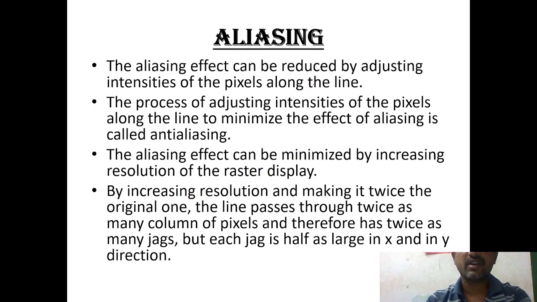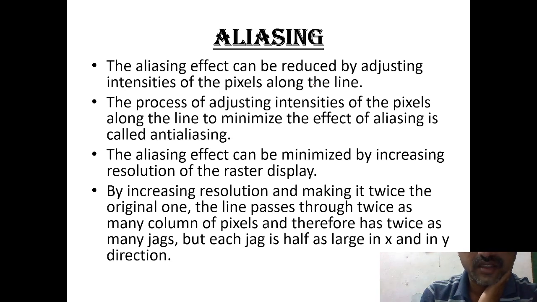Next, the aliasing effect can be reduced by adjusting the intensities of the pixels along the line. When the aliasing effect is formed, we reduce the intensity values of the pixels, and then we can get the perfect lines. The process of adjusting intensities of the pixels along the line to minimize the effect of aliasing is called anti-aliasing.